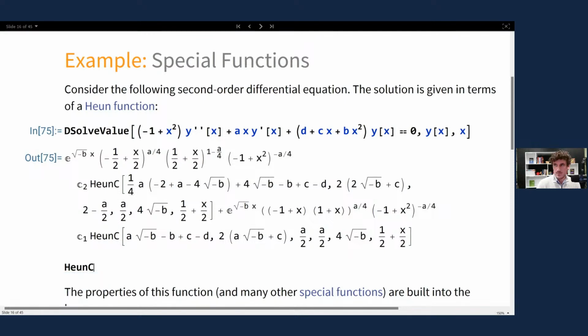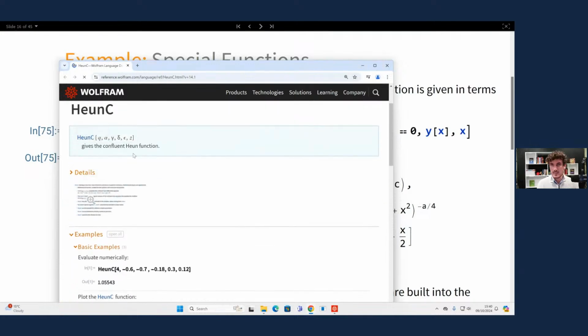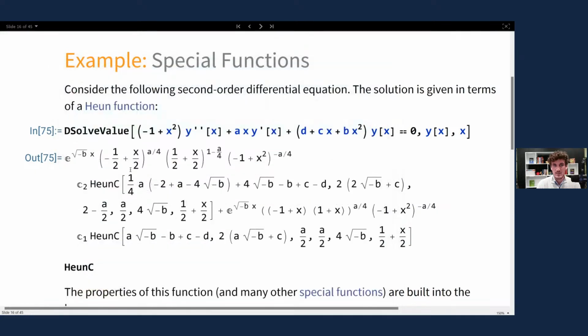Okay, so I'll bring up the documentation of this. HeunC is its own function in Wolfram Language, and this is its definition. It satisfies the confluent Heun differential equation given by this. Now what's happened there is that the Wolfram Language kernel has found the solution and determined that the simplest way to give the solution is in terms of these HeunC functions, which is really quite powerful. Perhaps if it didn't do that, we'd be looking at something completely unintelligible.